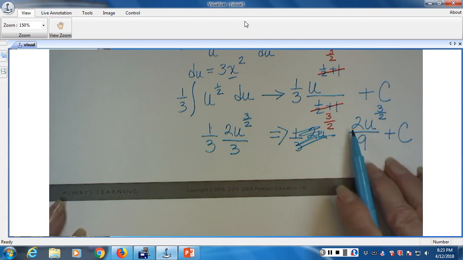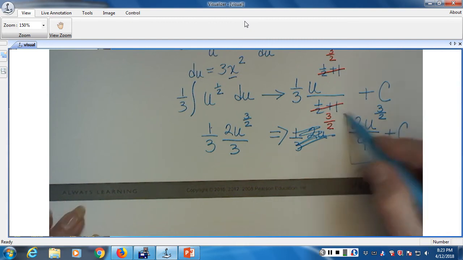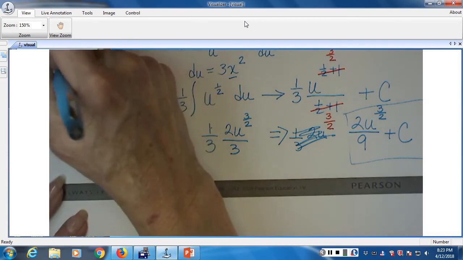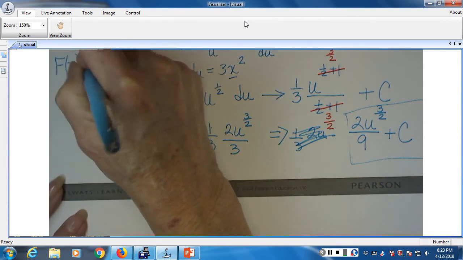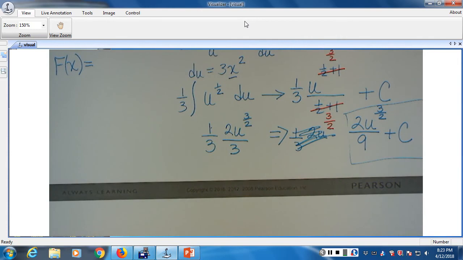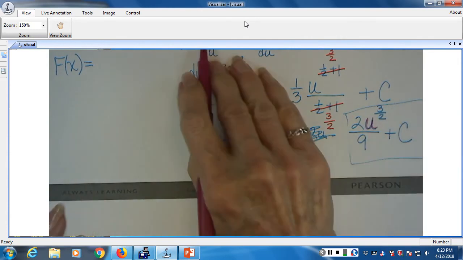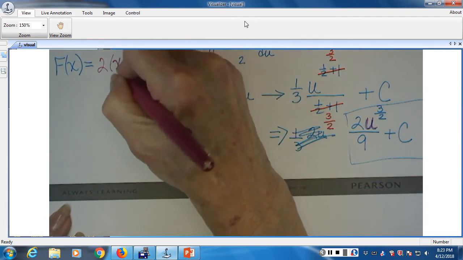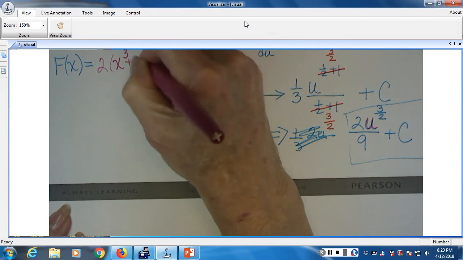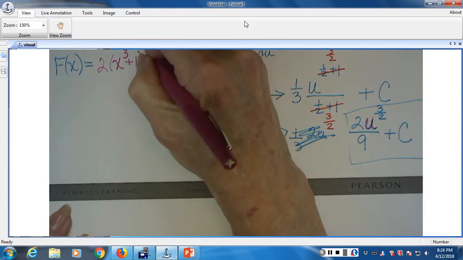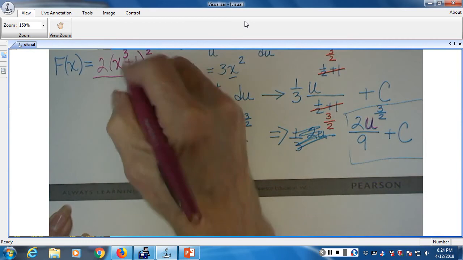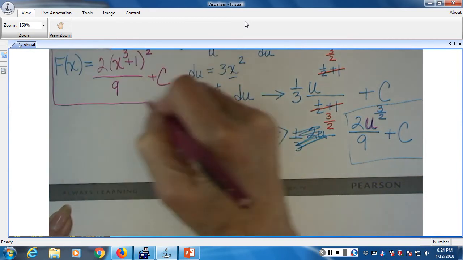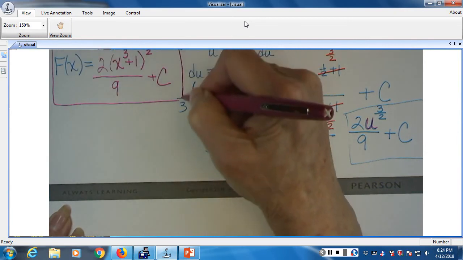So then at this point, I know this is actually the complete antiderivative, and I can just plug back in what u was. So plugging back in for u, what u was to begin with, there's your final answer.